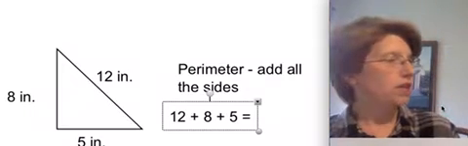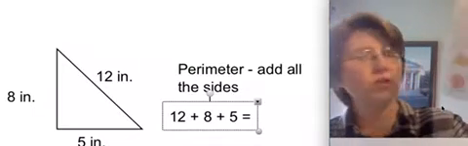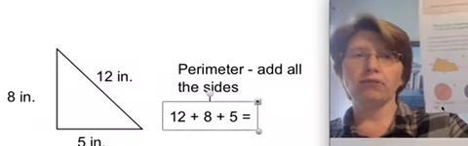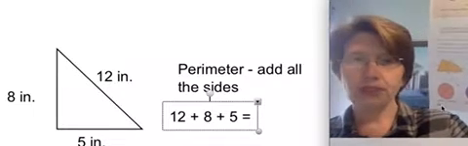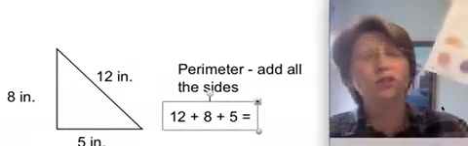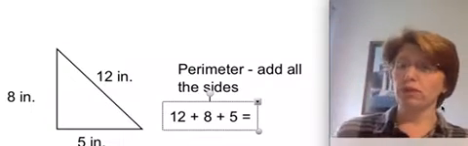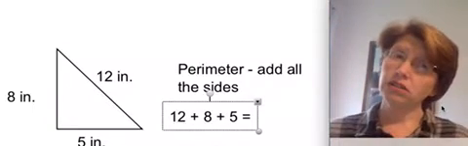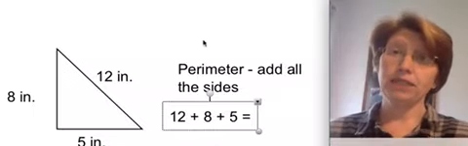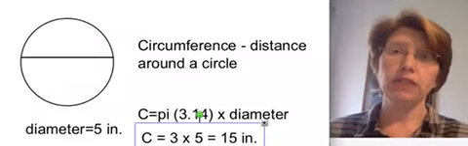the perimeter of that. Now for these, all you need to do is take each number and add them, and you'll have the perimeter for each figure. Simple, right? Now, circles are a little bit different. Remember, circles are not polygons because there's no line segments. So circles work a little bit differently.